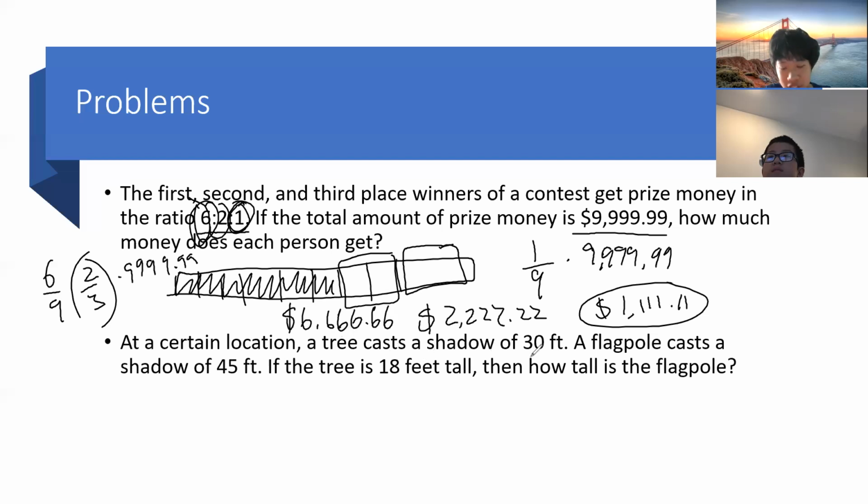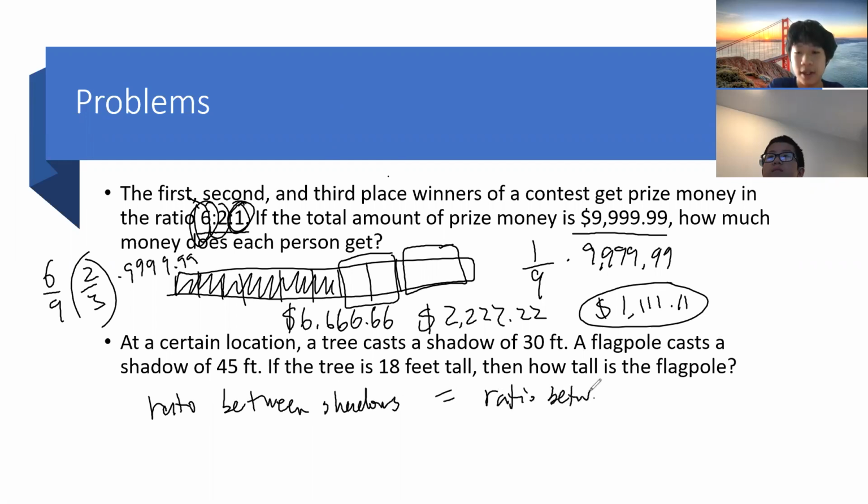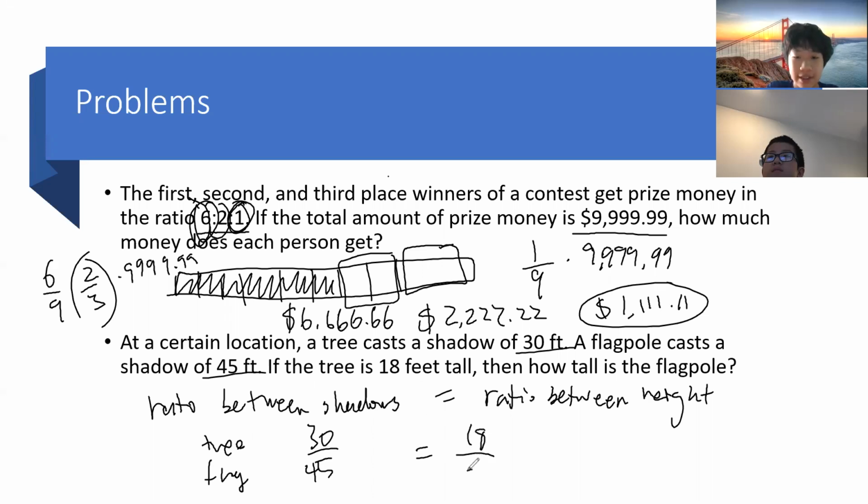All right, next one. At a certain location, a tree casts a shadow of 30 feet. A flagpole casts a shadow of 45 feet. If the tree is 18 feet tall, how tall is the flagpole? Well, we know that the taller the object is, the longer its shadow is going to be. So this means that the ratio between shadows is the same as the ratio between heights. The ratio between shadows is 30 over 45. This is going to be tree over flag, so we do tree over flag on the other side as well. Tree is 18 over flag, and let's say this is x.